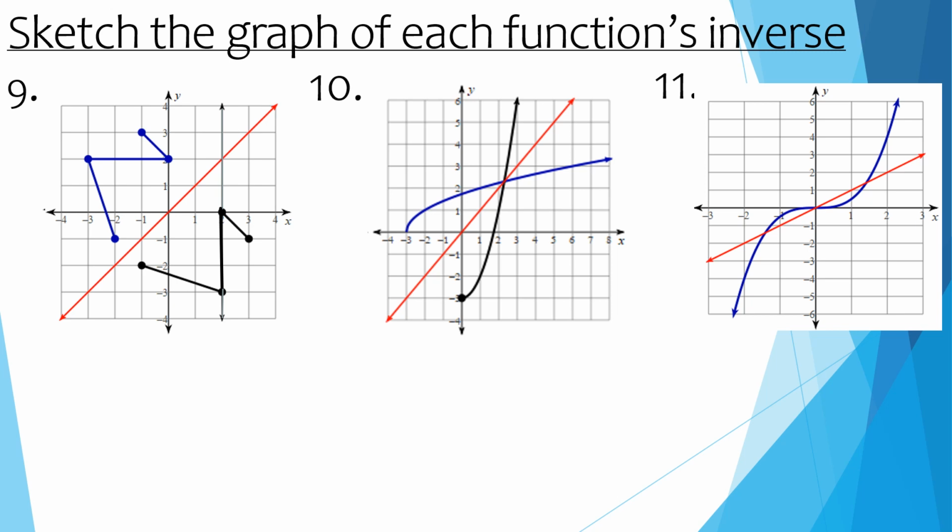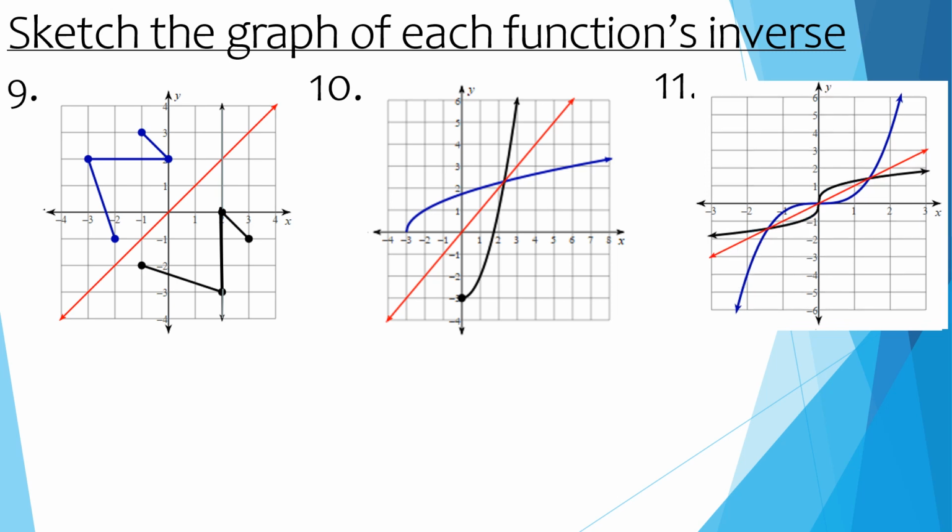Okay. And last but not least, number 11, its inverse. Those points you need to kind of find them as best you can. They're kind of in between values. So I would use the point -2, -4, and then probably -1.5, -1.5. That looks about right. 0, 0. And then I have the point 1.5, 1.5, and then the point 2, 4. So I would use those points to help me plot the inverse of that particular function.